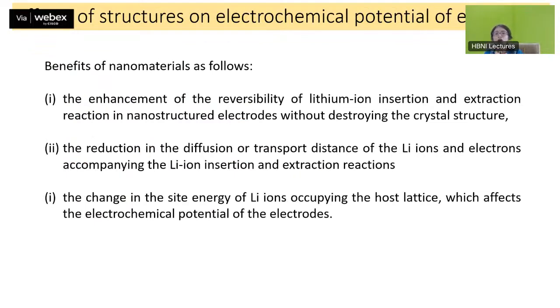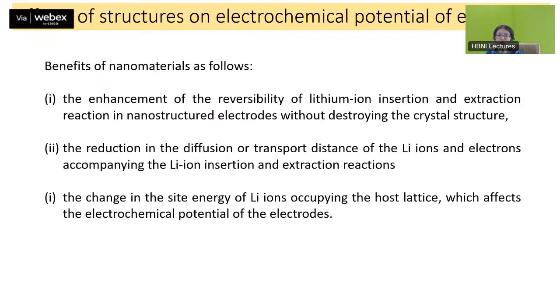So how can we improve this capacity? There are certain ways in which you can improve it. Lithium titanate also has a very low electronic conductivity, so that also has to be worked upon. Now, what are the different ways in which you can improve this particular material? One is by changing the microstructure or the nanostructure of the material.